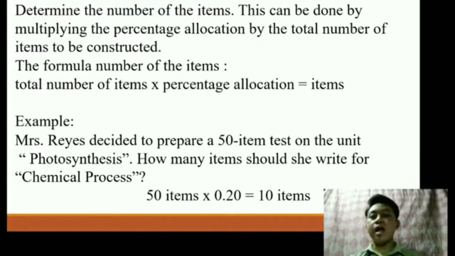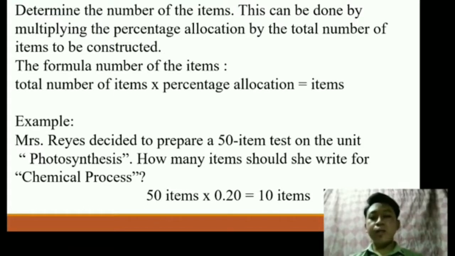Pagkatapos nating makuha ang percentage allocation, we will now determine the number of the items. This can be done by multiplying the percentage allocation by the total number of items to be constructed. Example, Mrs. Reyes decided to prepare a 50-item test on the unit of photosynthesis. How many items should she write for chemical process?